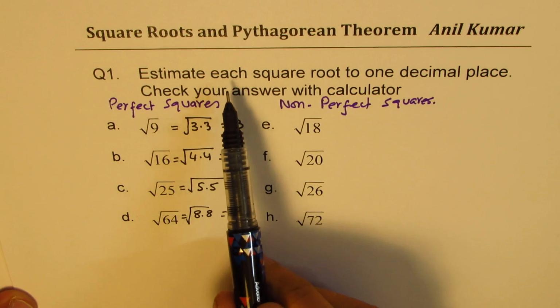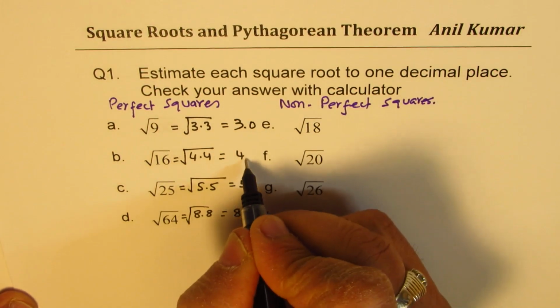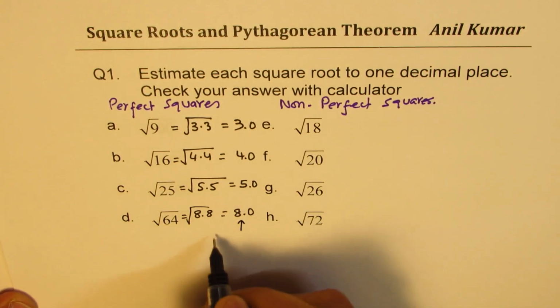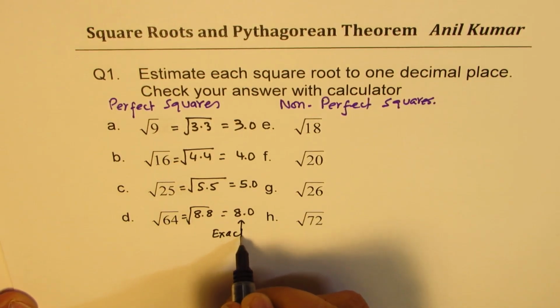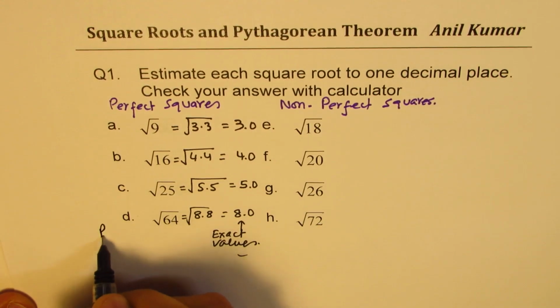The question is, estimate each square root to one decimal place. So let me write 0.0 for each, so it becomes one decimal place, and actually we get these as exact values, since these are perfect squares.